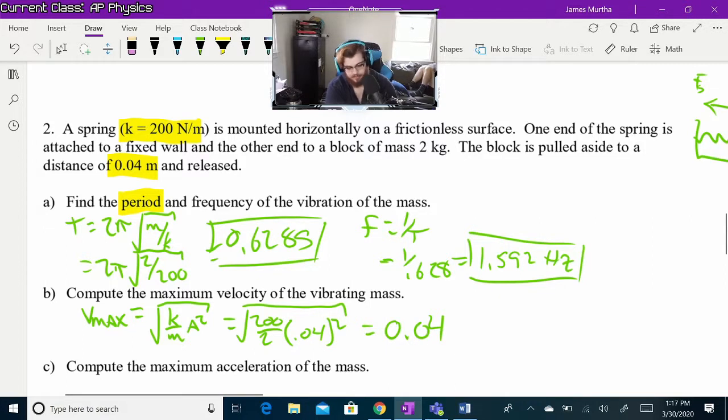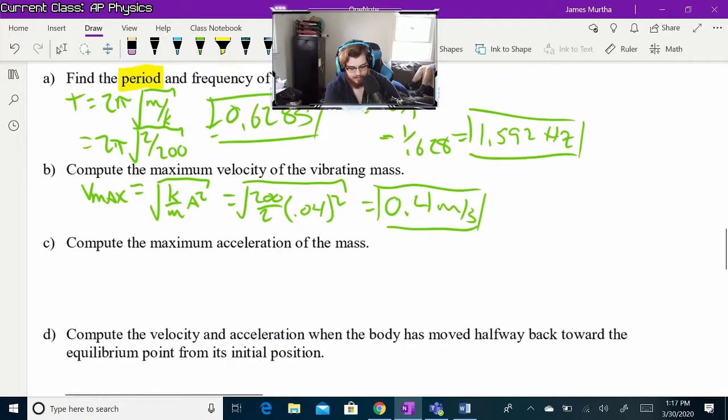Oh, I was off. It's actually 0.4. Darn. I was off by a little bit. Actually, no, that does make sense. I was dumb. So it's 0.4. I always hate doing decimals. So 0.4 is what we get for our velocity, and that's in meters per second.